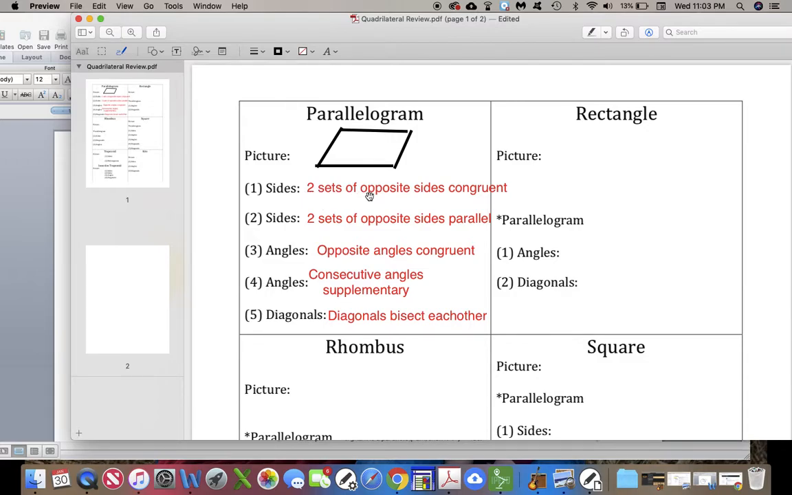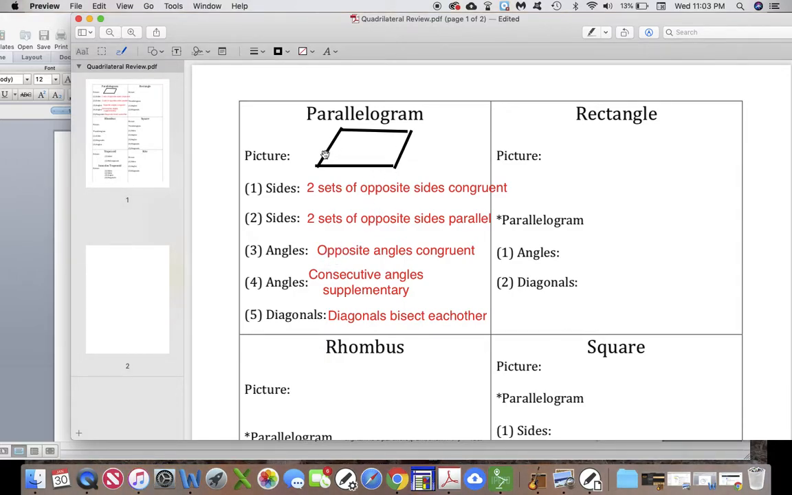First of all, the sides that are opposite each other are congruent. So this bottom side is exactly the same length as this one, and the same with these two. Not only that, but they are parallel to each other. So this is parallel to that, and this one's parallel to that one. It has to be that way, otherwise it's not a parallelogram.